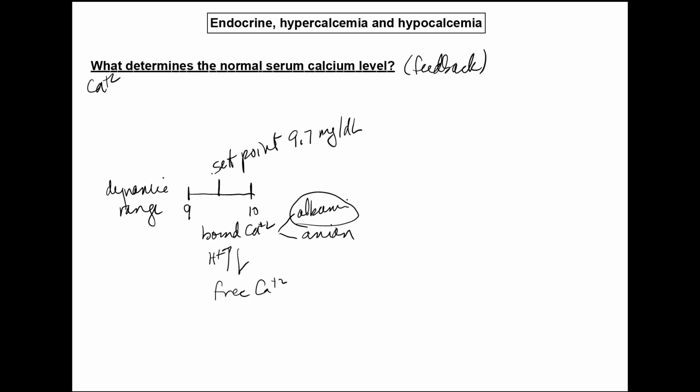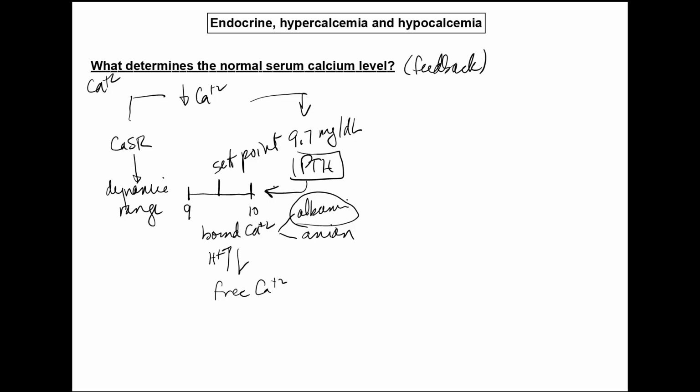To maintain this dynamic range, there must be a sensor, and in the body, this is the parathyroid gland with the calcium sensing receptor on the parathyroid cell. When this detects a decrease in calcium, it releases PTH, and it is the PTH that restores the calcium level.